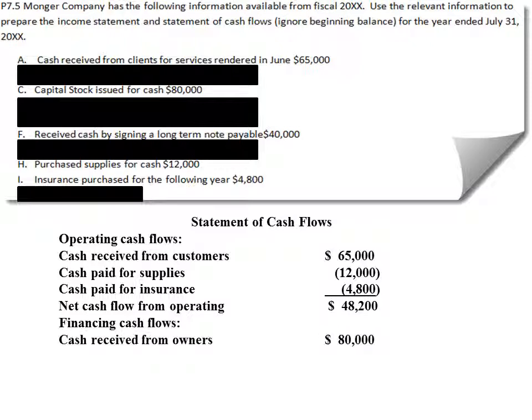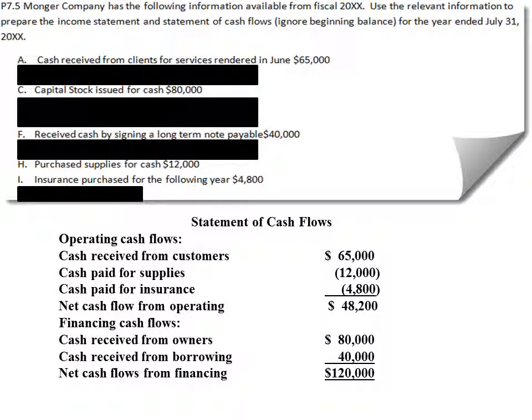How much money do we have coming in and going out for financing? Well, cash we received from owners was $80,000. That was good. Cash received from borrowing, like loans we acquired or notes, is $40,000. So our net cash flow from financing is $120,000. My net change in cash is the $48,200 plus the net cash from financing, which is $120,000, to get a net change in cash of $168,200.